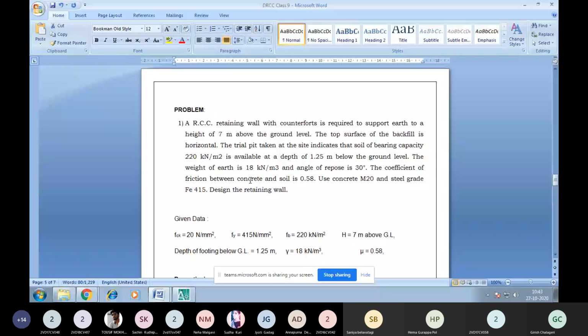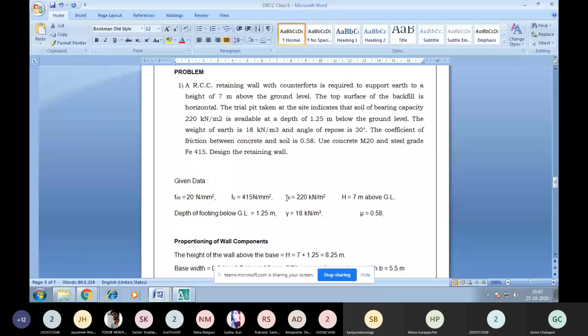So as I told, the first step: whenever a problem is given, kindly write down the given data here. So you can see the given data: fck 20, fy 415, that is steel. The bearing capacity of soil is given as 220 kilonewton per meter square. The height above ground level is 7 meters. The depth below is the foundation depth of 1.25 meters. Hence, the total height will be 7 plus 1.25, 8.25 meter.